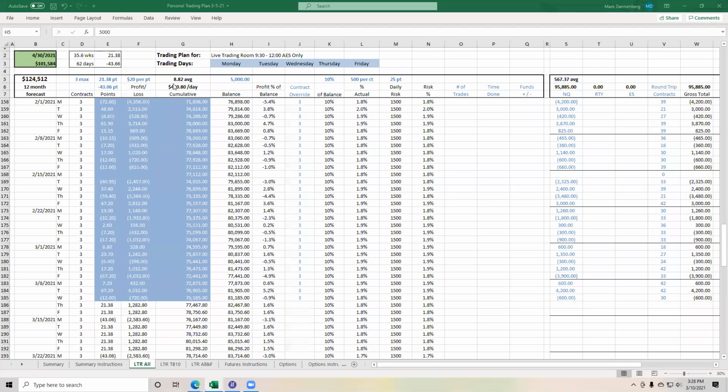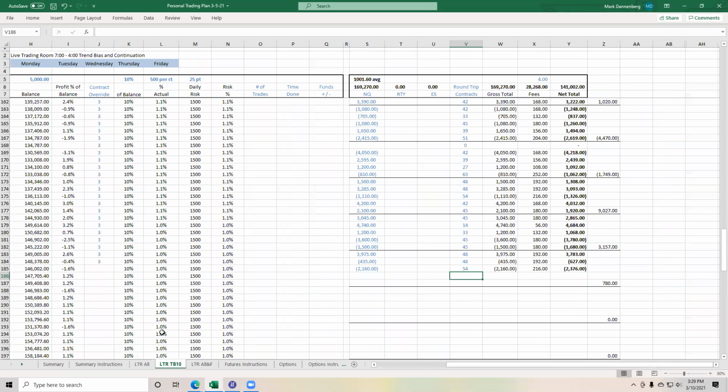So we have a $5,000 starting balance of the account. We trade the adaptive entry system signals. We record our profit and loss performance every single day, and we let the personal trading plan then forecast for us what our income is likely to be over a 52-week period. So $124,512 is pretty reasonable, having started with $5,000, and you're committing 9:30 to noon to trade every day.